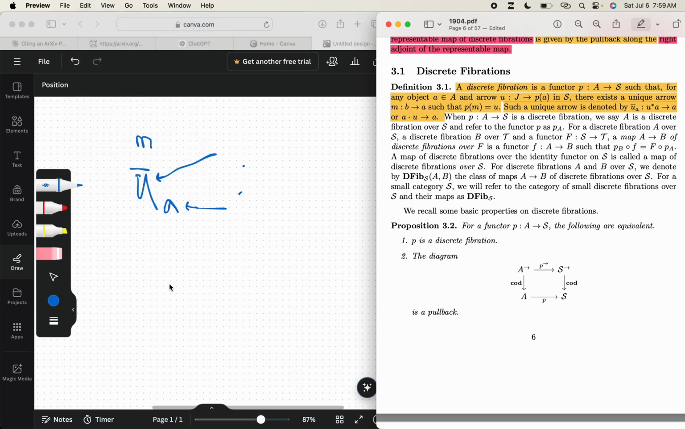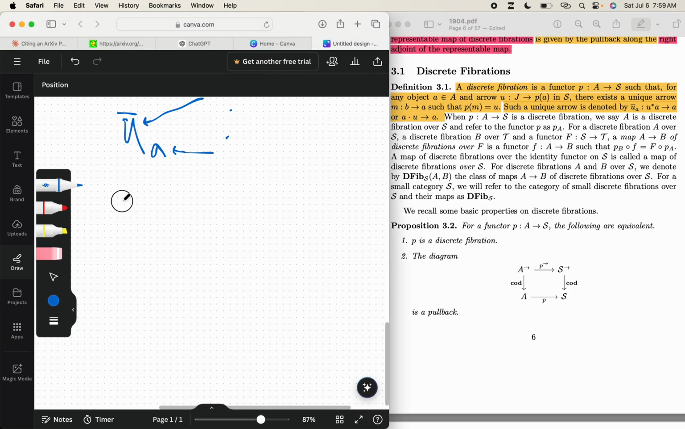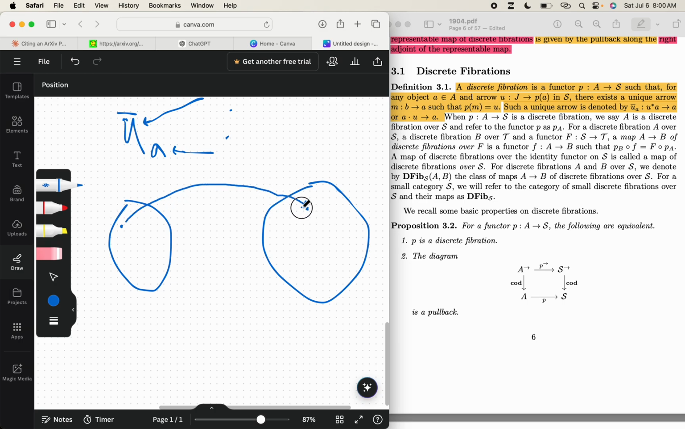So now I see it like this. For any object in this category, we know that the functor is mapping it to something. And once we get over here, there's going to be some set of morphisms into it, even if it's an empty set. And for this to be a discrete vibration, all of these arrows have to be expressible. They correspond to a unique arrow.